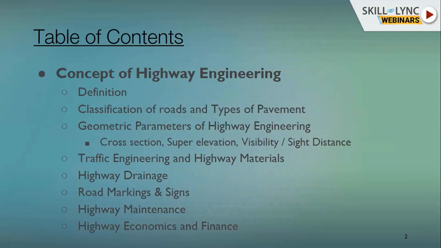Next, I will be explaining the classification of the roads and different types of pavements and the geometric parameters which we involve in highway engineering to design a project. Which has the subparts as well, like cross section, super elevation, visibility, or sight distance. So those are the parameters.